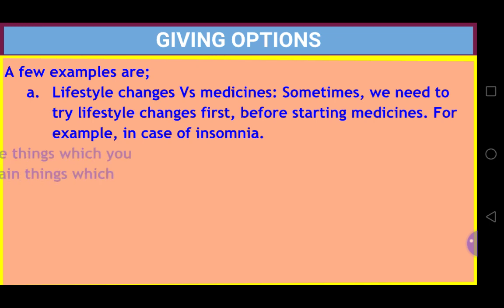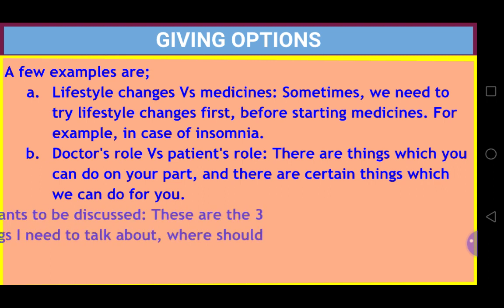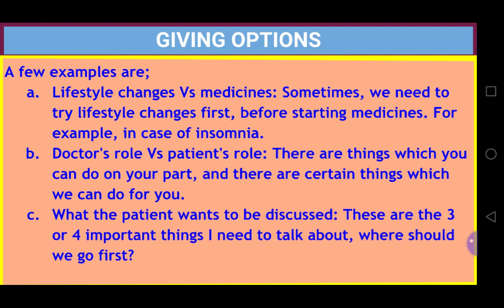Another thing is telling your patient about the doctor's versus the patient's role, that there are things which you can do on your part and there are certain things which we can do for you. And another way of giving options is what the patient wants to be discussed. You can say that these are the 3 or 4 important things I need to talk about. Where should we go first? In this way, you are allowing your patient to get involved and make a decision and discuss the things the patient wants to be discussed on priority basis.